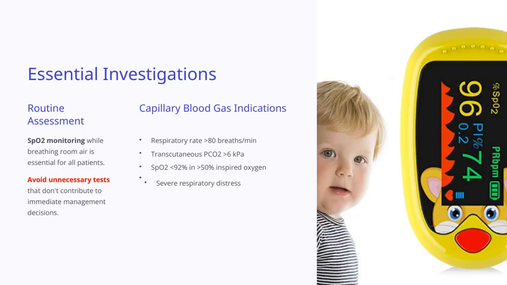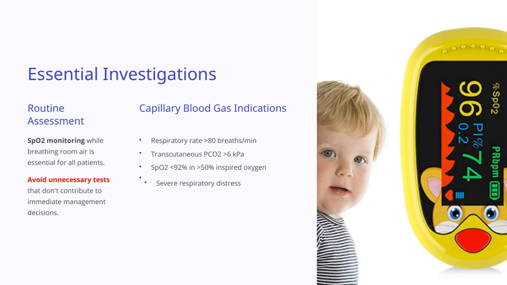Let's start with the essentials of investigations. First, routine assessment is key. Monitoring SpO2 while the patient is breathing room air is absolutely crucial for all patients, regardless of how mild or severe their condition seems. It gives us a quick, reliable indicator of their oxygenation status. It's also important to avoid unnecessary tests that won't impact immediate management decisions. We want to be efficient and avoid overloading the patient with unnecessary procedures. Now, when it comes to capillary blood gas analysis, there are specific indications.